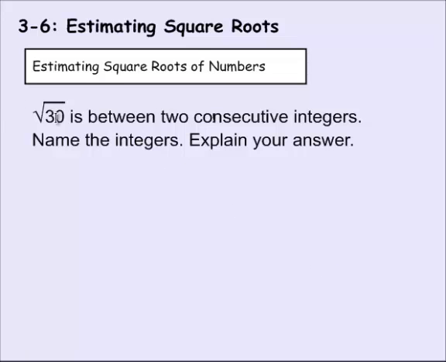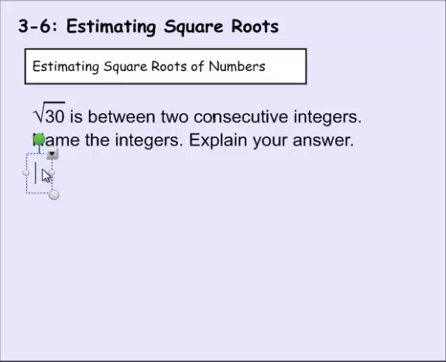Here we have: the square root of 30 is between two consecutive integers. Name the integers and explain your answer. Alright, so what would this be between? Well, no number exists that you can multiply times itself to get 30. So we have to find one below it and then one above it. So what's the next perfect square below 30?